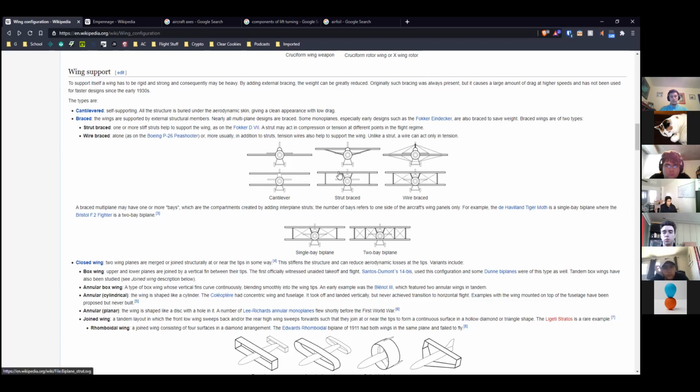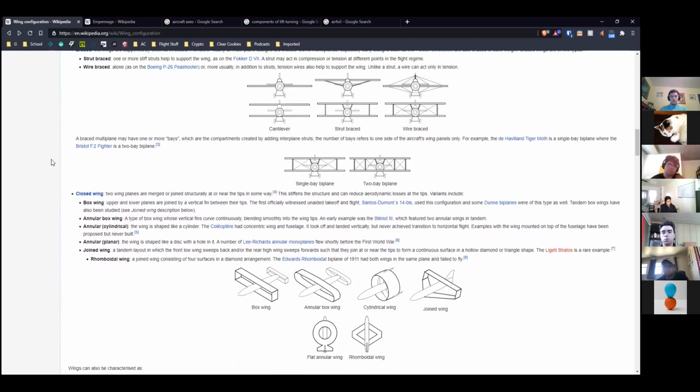The difference between strut braced and wire braced is that wires only exert force in tension. If you try to compress them, they just collapse. Whereas struts can hold tension or compression forces. They usually still are in tension because they're prone to buckling relatively easily in compression, but they're more compressible than wires. Yeah, but that's still usually about biplanes.